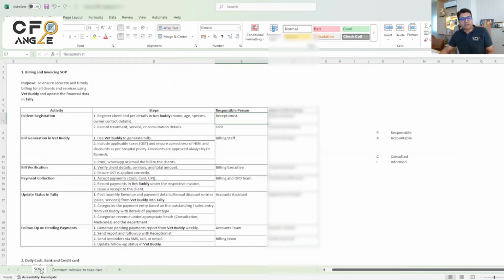The idea of making this SOP is that at a later stage we can give these SOPs to the internal audit team, who can go back and check what exactly the team members at the ground level are doing. This helps us keep monitoring the processes and keep correcting them as we go along. That's exactly what we do in terms of SOP formation for our customers.